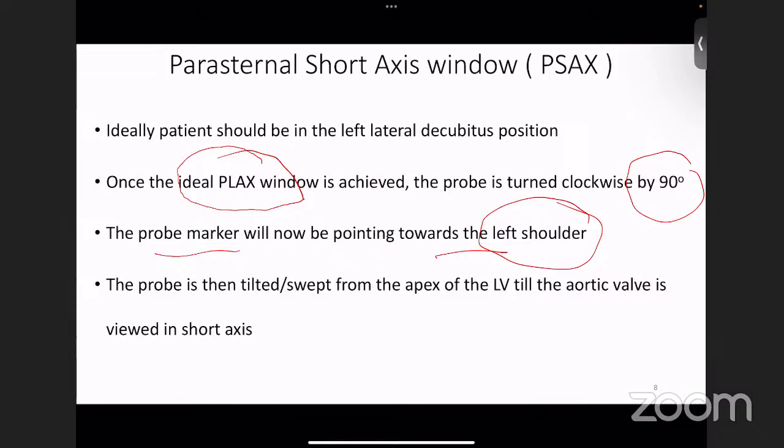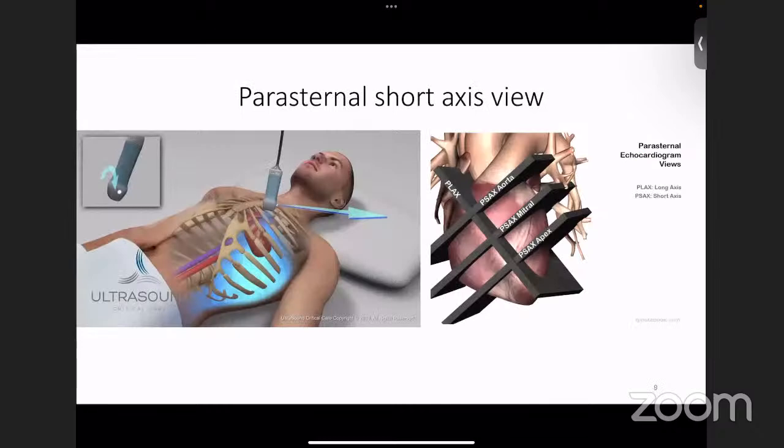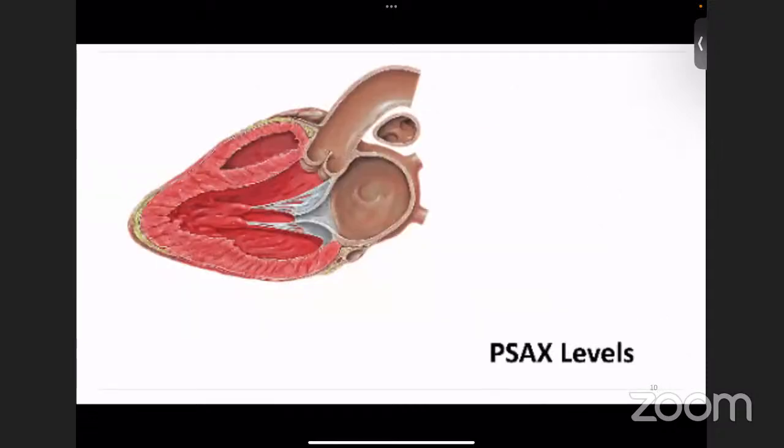Once you get a short axis view, the probe is either tilted or swept from the apex of the LV to the aortic wall to get different views in the short axis. So this is how the probe is oriented towards the left shoulder, and these are the different cuts you may get by sweeping the probe from the apex to the aortic wall. This is another diagrammatic representation. So you have gotten a short axis view now.